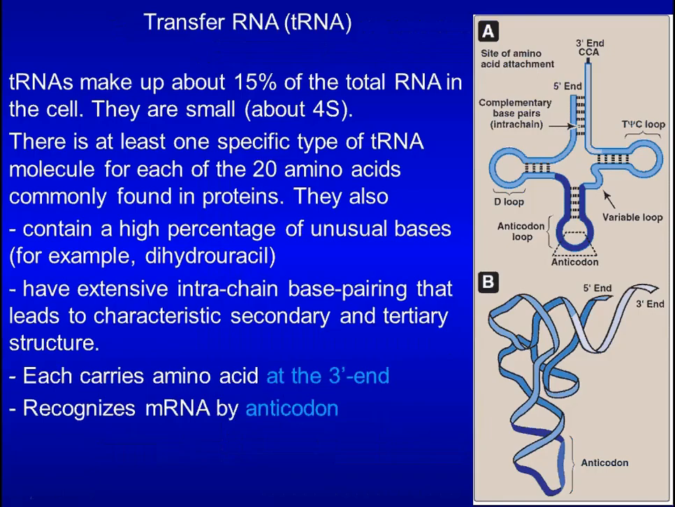tRNAs are small. They contain a high percentage of unusual bases. They have characteristic secondary and tertiary structure. For example, there are 4 loops present in tRNA. Each tRNA carries an amino acid at the 3' end. tRNA recognizes mRNA by anticodon.